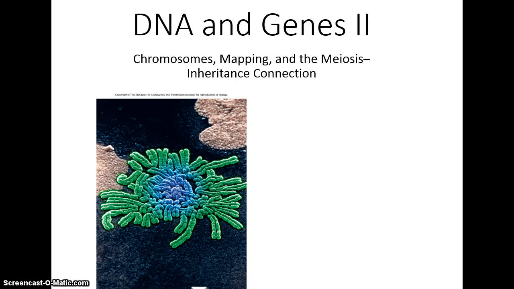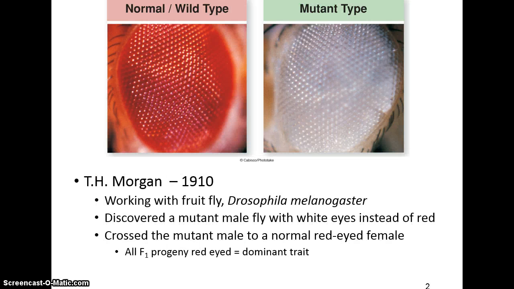Okay, so we're going to continue talking about the process of DNA converting into proteins, which involves transcription and translation. And then we're also going to talk about some other genetics, modes of inheritance. And we're going to start with talking about a geneticist named Thomas Hunt Morgan, who was born in 1910, and he did experiments on the fruit fly Drosophila melanogaster.